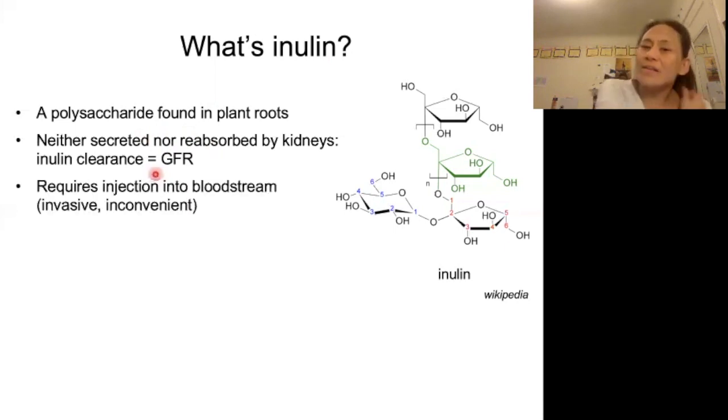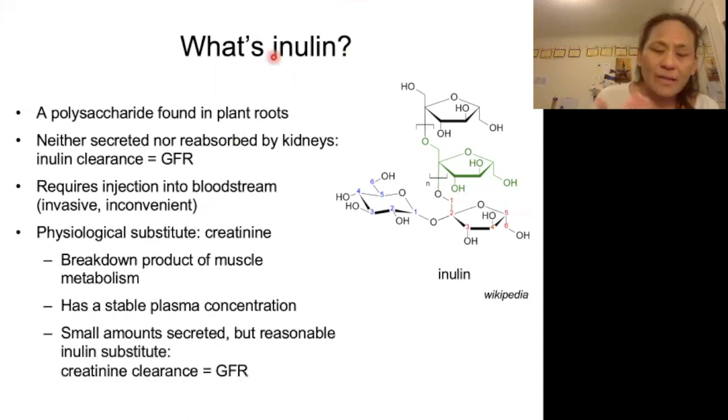Inulin is a little bit problematic as a tool because it's not naturally occurring in the body. So what you have to do is inject it into the bloodstream, and then you can measure its clearance from there. That's a little bit inconvenient because you have to hook a person up to an IV to get that inulin in their bloodstream. It's kind of invasive. So usually inulin is only used in laboratory type settings for determining GFR.